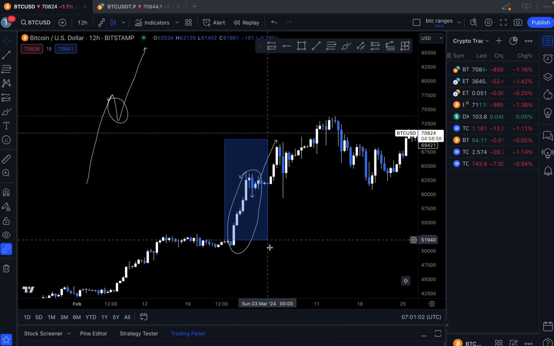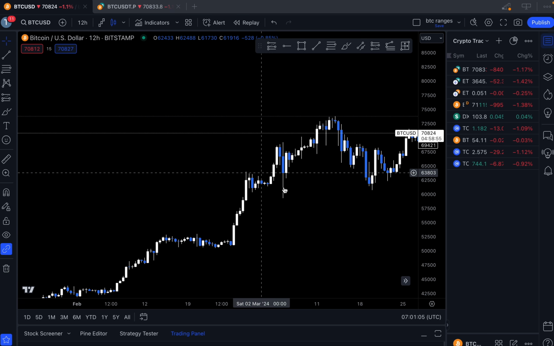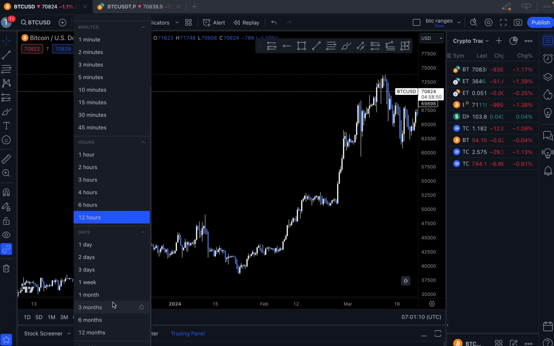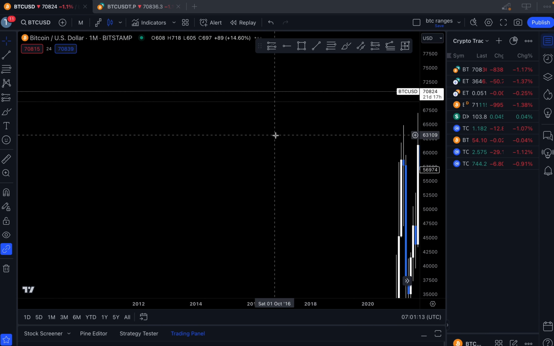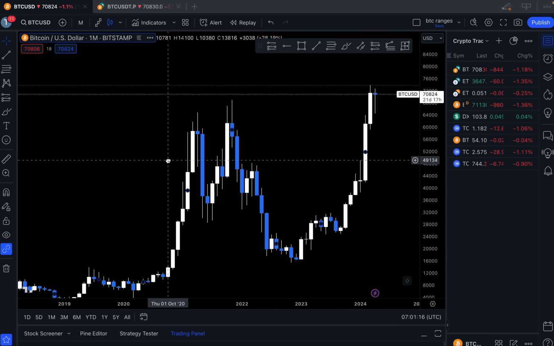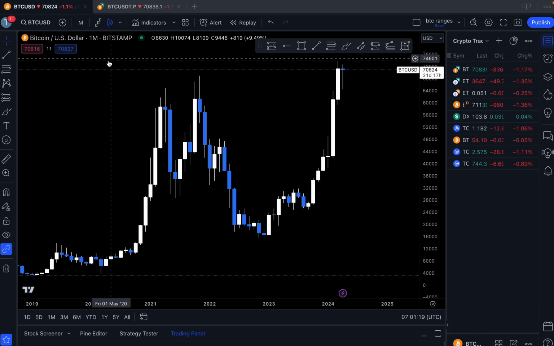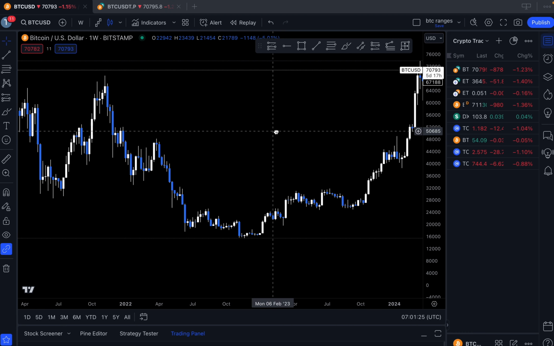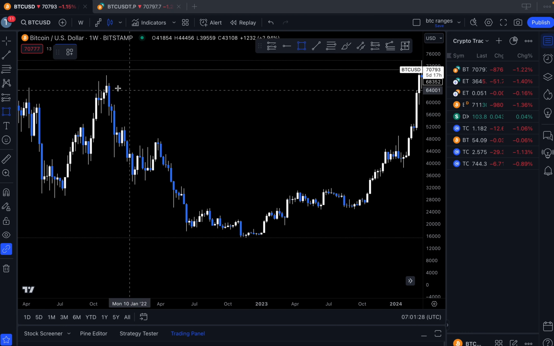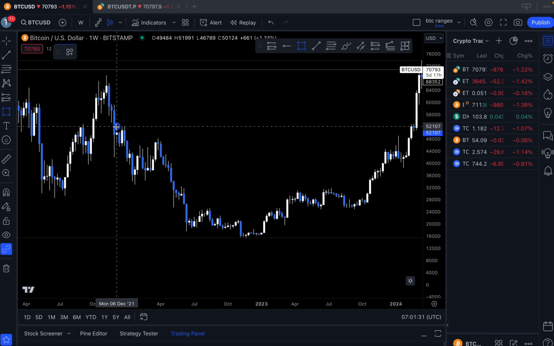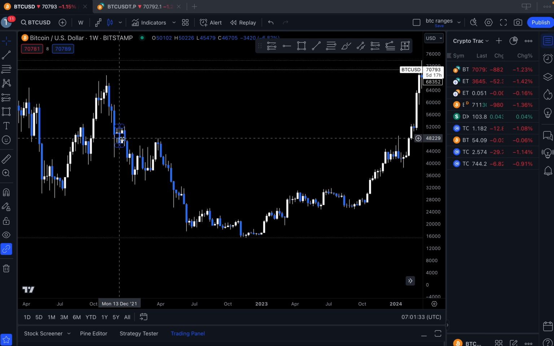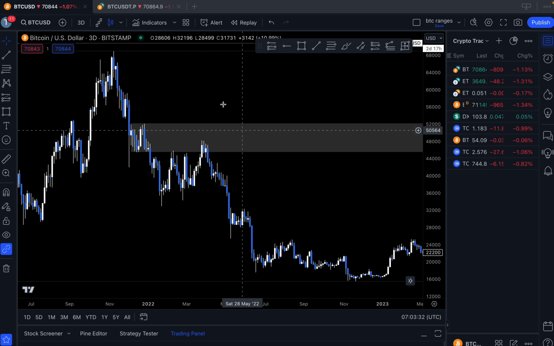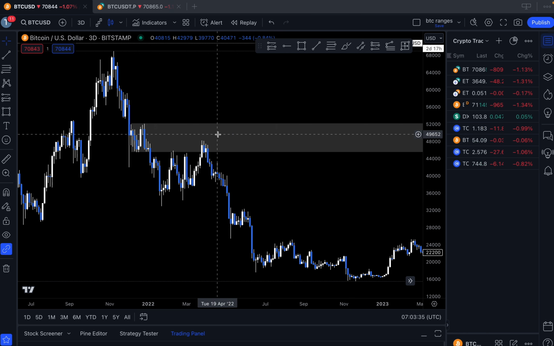Order blocks can be used as a reference area that you're looking for price to either bounce from or hold as support. Some examples: let's drop down to the weekly time frame. Examples of order blocks. Price going down, this one's an order block. So this is the weekly order block.